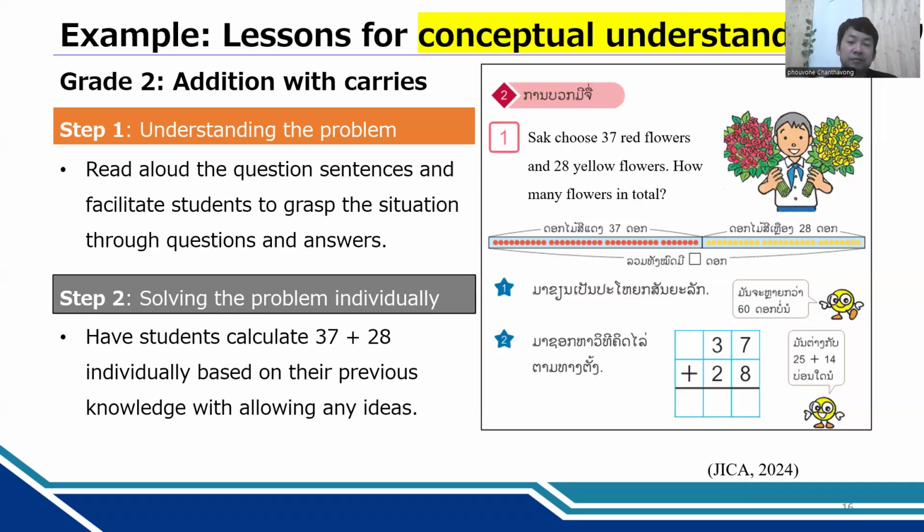After that, after students understand the problems and know how to do it, it comes to step 2, solving the problem individually. Teachers should allow students to solve it themselves. In this case, it's about the calculation of 37 plus 28.